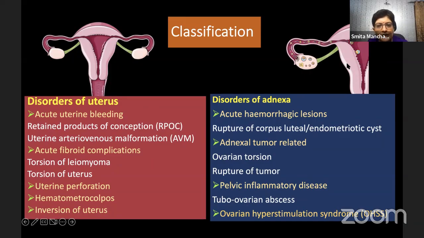In terms of disorders of the adnexa, there can be acute hemorrhagic lesions, where there can be a rupture of the corpus luteum or the endometriotic cyst. They can be ovarian torsion, or a torsion related to a pre-existing cyst or tumor, or there can be a rupture of that tumor. PID is a very common presentation in the acute setting, especially with acute pelvic pain, and ovarian hyperstimulation syndrome. So these are predominantly gynecological causes. I have not included the obstetric causes because that is a separate talk by itself.